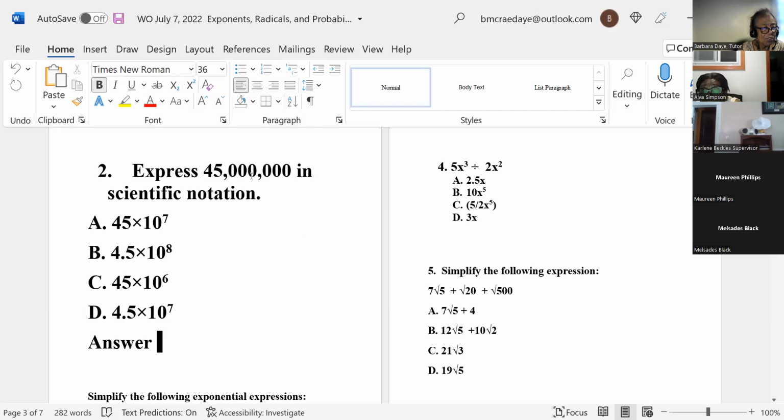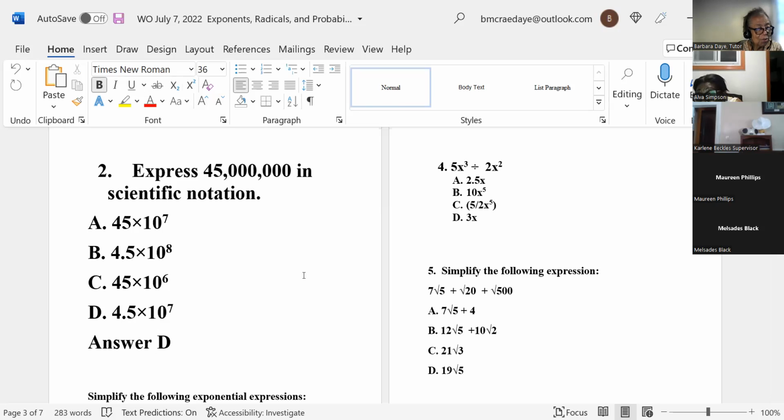No. You have 6 zeros, and then you're moving it to the left. You're moving it to the left between the 4 and the 5. So how many places is that? Okay. 1, 2, 3, 4, 5, 6, 7 places. 7. That's right. So the answer is D, right? Yes. Okay. Answer D. All right.